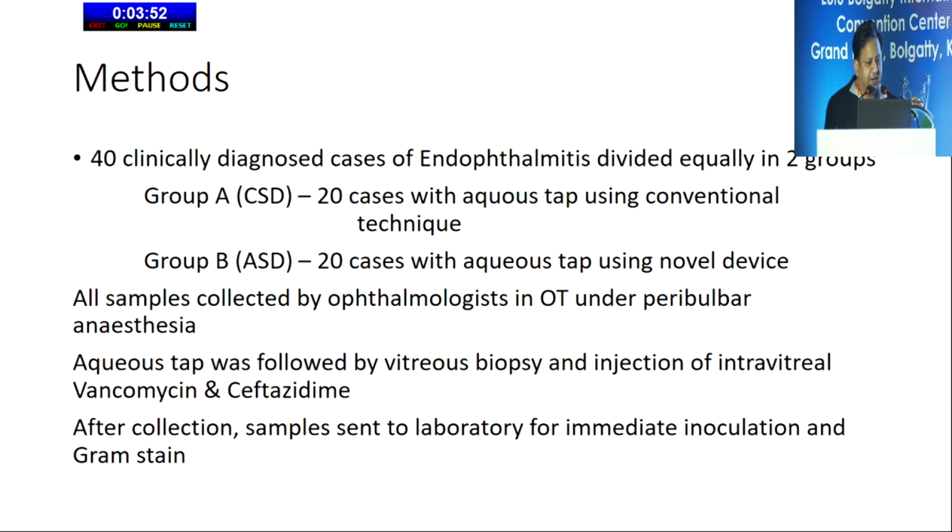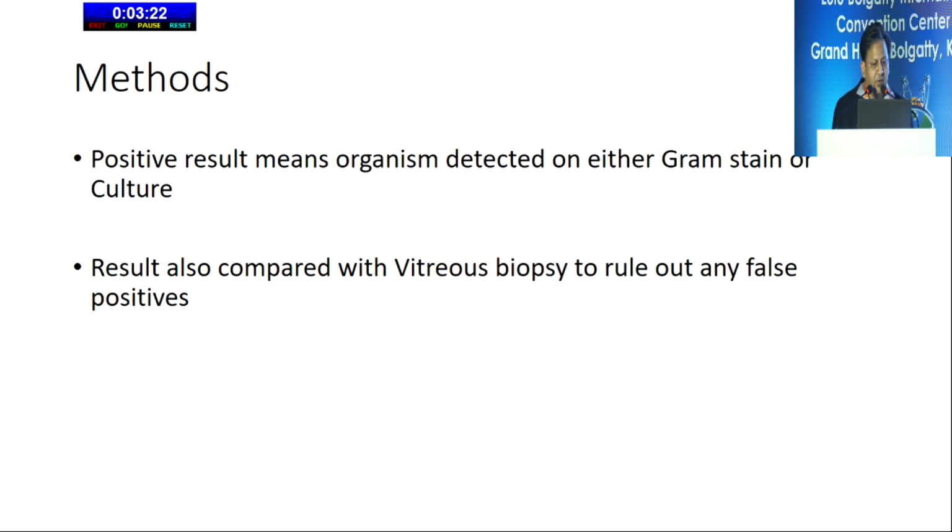So we divided 40 clinically diagnosed cases of endophthalmitis equally into two groups. Group A was the conventional technique, 20 cases with aqueous tap using a 26 gauge needle mounted on a tuberculin syringe, and Group B was 20 cases with aqueous tap using this novel device. All samples were collected by ophthalmologists in the operation theatre under peribulbar anesthesia. Aqueous tap was followed by vitreous biopsy and injection of intravitreal vancomycin and ceftazidime. After collection, samples were sent to the laboratory for immediate inoculation and gram stain. A positive result meant the organism was detected on either the gram stain or the culture, and the results were also compared with the vitreous biopsy to rule out any false positives.